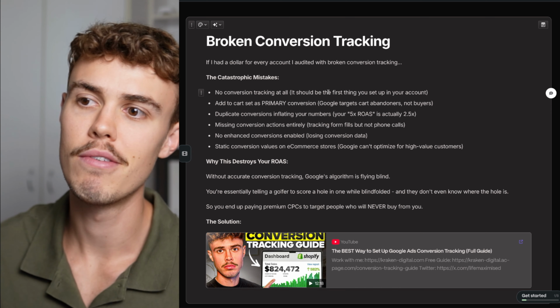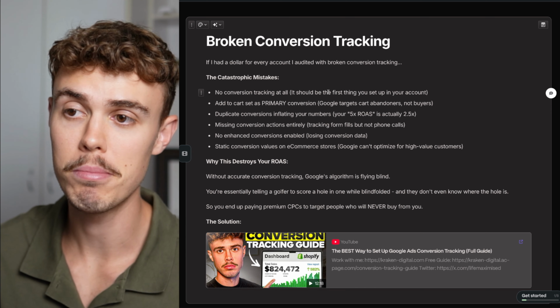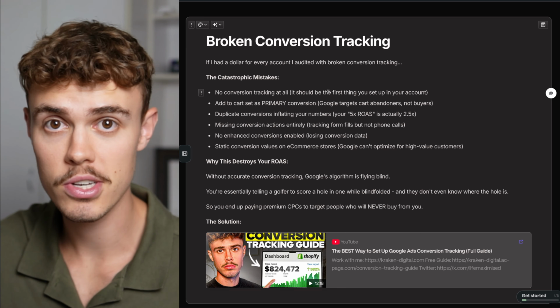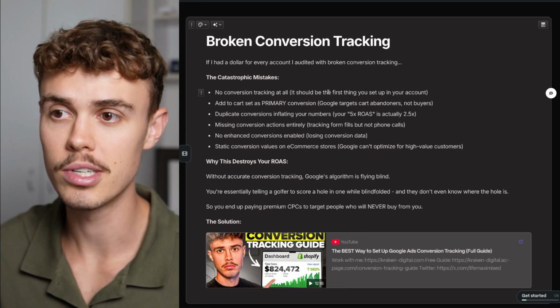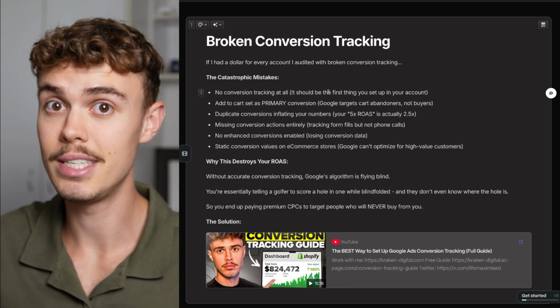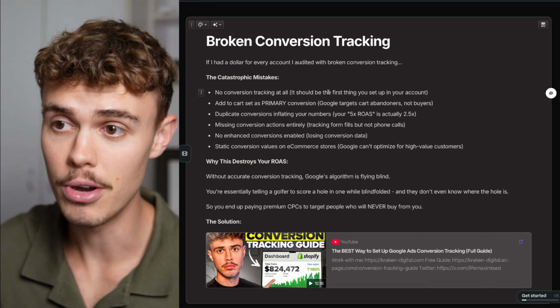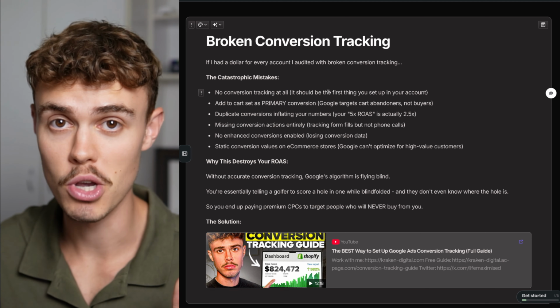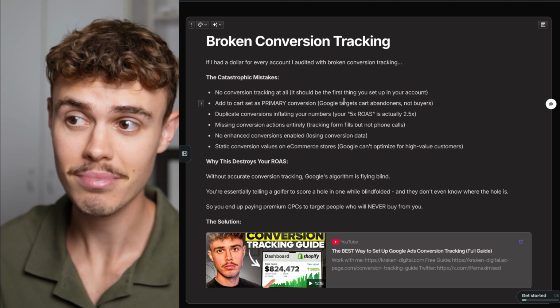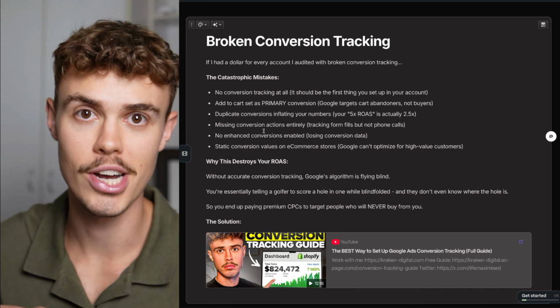Next up is duplicate conversion actions inflating your numbers. So if you have 2 purchase actions that are both set as primary, which I see all the time, it means that it's going to literally double your apparent conversion value, and your 5x ROAS that you're observing is actually just a 2.5. Then people miss conversion actions entirely.